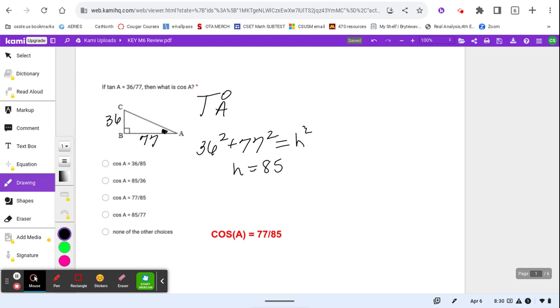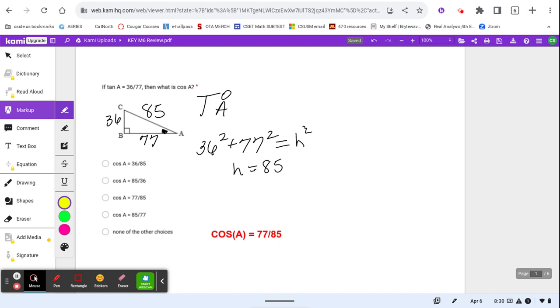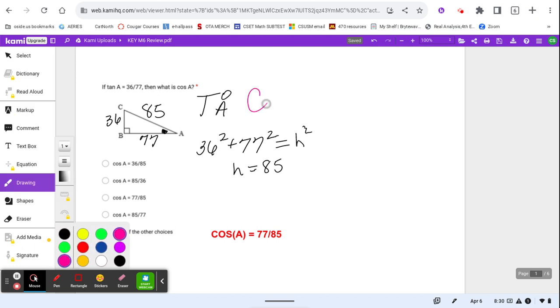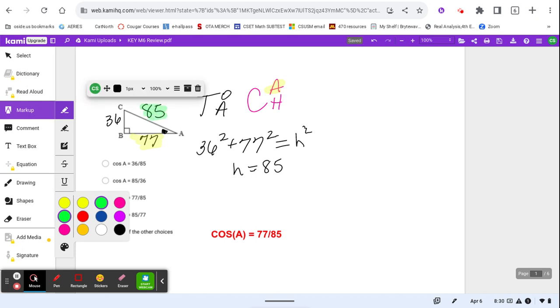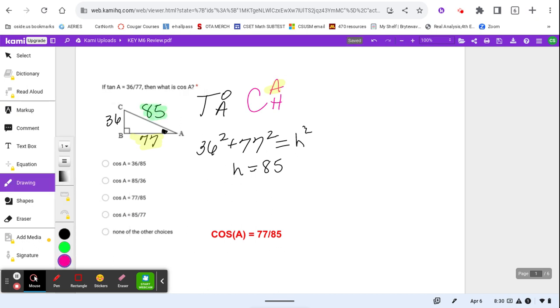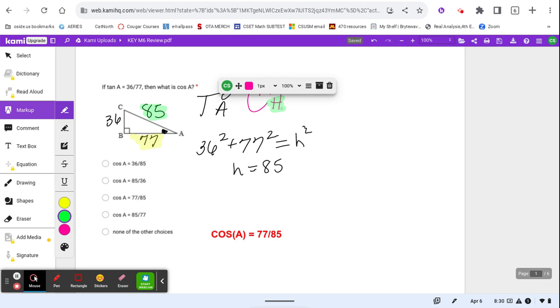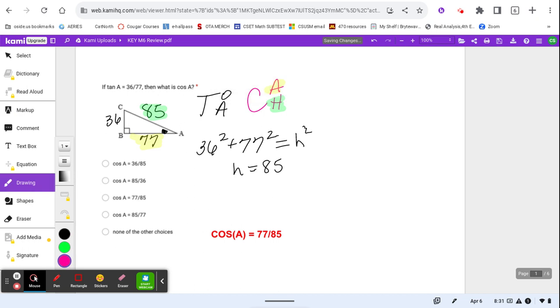So if we know the hypotenuse is 85 and they're asking us for the cosine, well, the cosine, our CAH, is the adjacent over the hypotenuse. And so cosine is equal to the adjacent over the hypotenuse. And so it should be the 77 over 85. And so that would be this answer here.